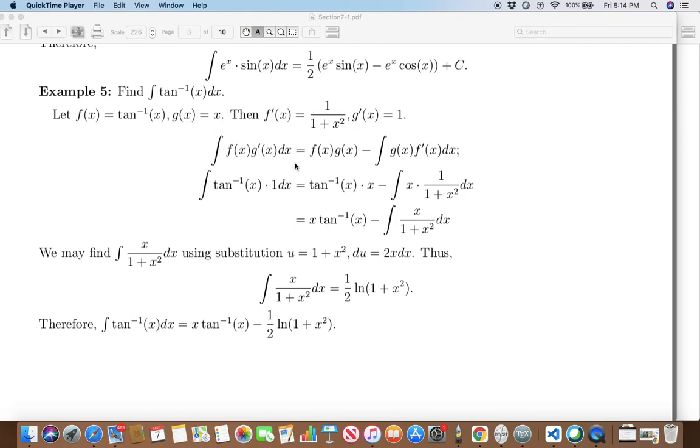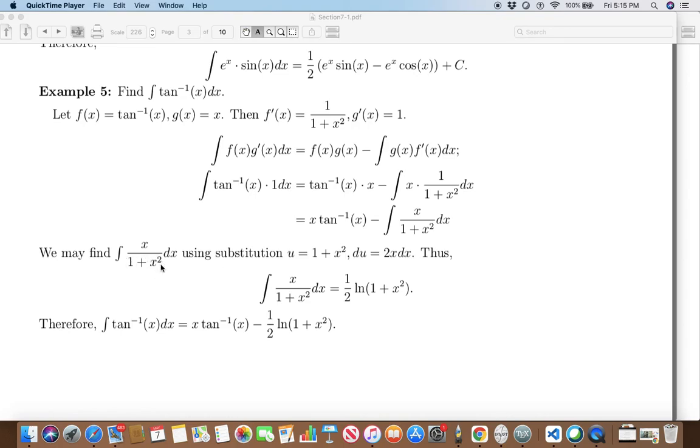Integral of fg prime dx is fg minus integral g f prime. fg prime is tan inverse x times 1 dx. fg is tan inverse x times x, okay, minus integral g f prime, x times 1 by 1 plus x squared. Now, we still need to find integral of x by 1 plus x squared. So notice this particular one calls for the method of substitution.